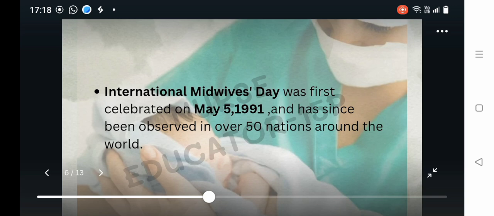Then International Midwives Day was first celebrated on May 5th, 1991, and has since been observed in over 50 nations around the world. As everybody knows, the first International Midwives Day was celebrated on May 5th, 1991.